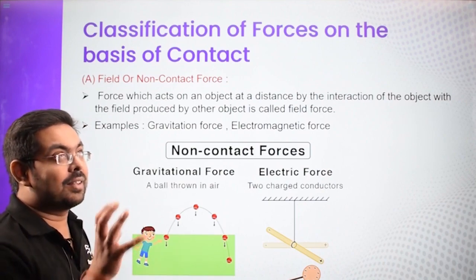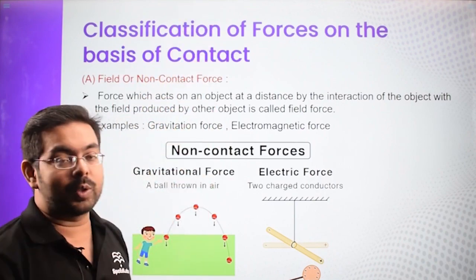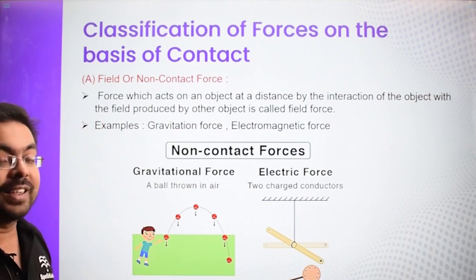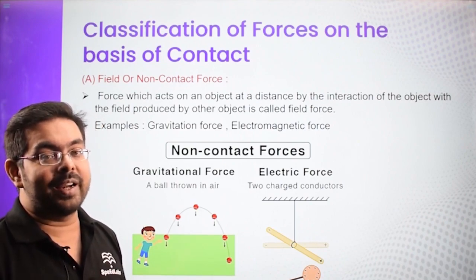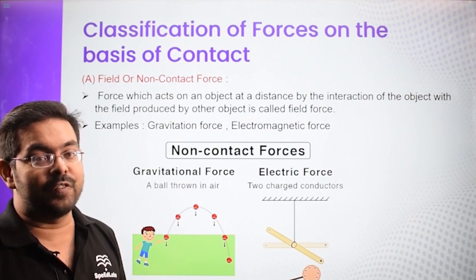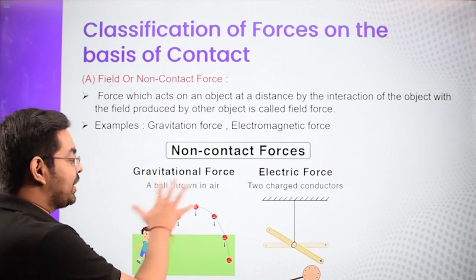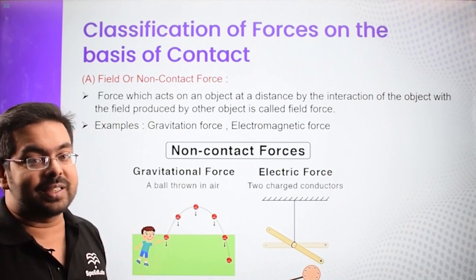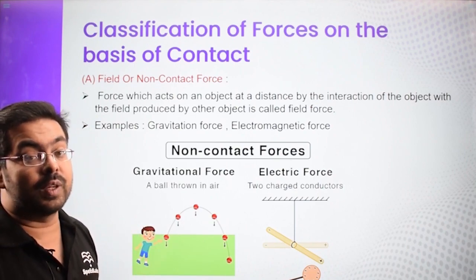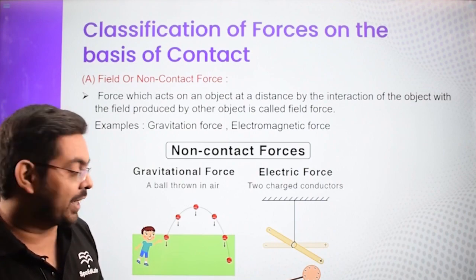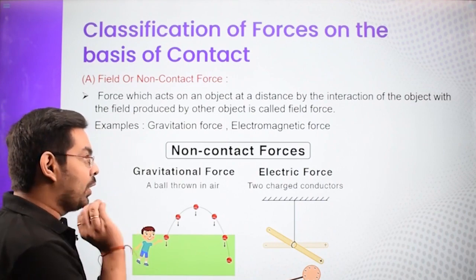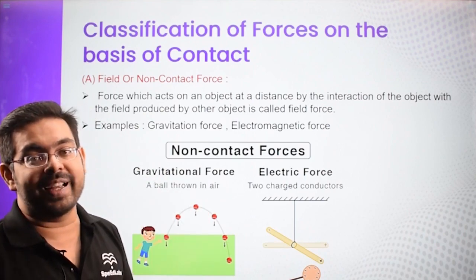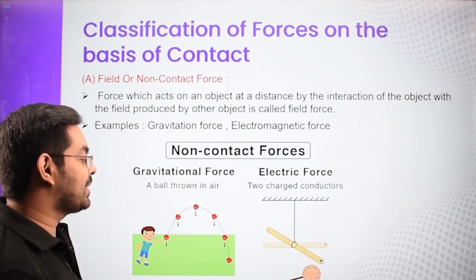But does the Earth actually take out a hand and pull the ball downward? No, it does not do that. The gravitational force is applied through a gravitational field. There is a gravitational field, and whenever any other particle comes inside that field, the gravitational force starts acting on it. So if I throw the ball, the gravity of Earth pulls it down without any real contact. This is one of the examples.